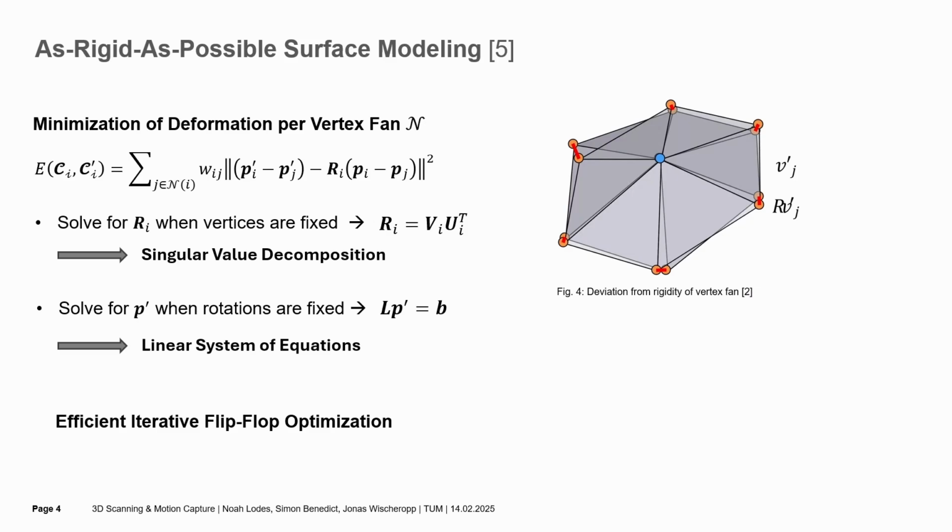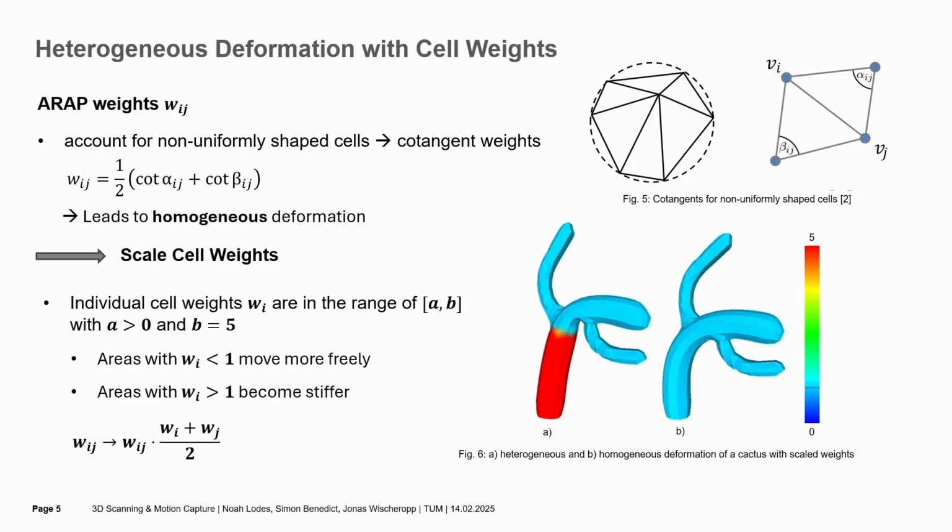Our first step was implementing the standard ARAP algorithm, which optimizes a cost function to maximize local rigidity per vertex fan. This is solved efficiently using an iterative approach. First, fixing deformed vertices to solve for rotations, then fixing rotations to solve for vertices. This so-called flip-flop optimization also ensures convergence. To handle non-uniformly shaped cells shown on the top right-hand side, the ARAP algorithm uses cotangent weights to avoid a discretization bias. However, as addressed before, this results in homogeneous deformation.